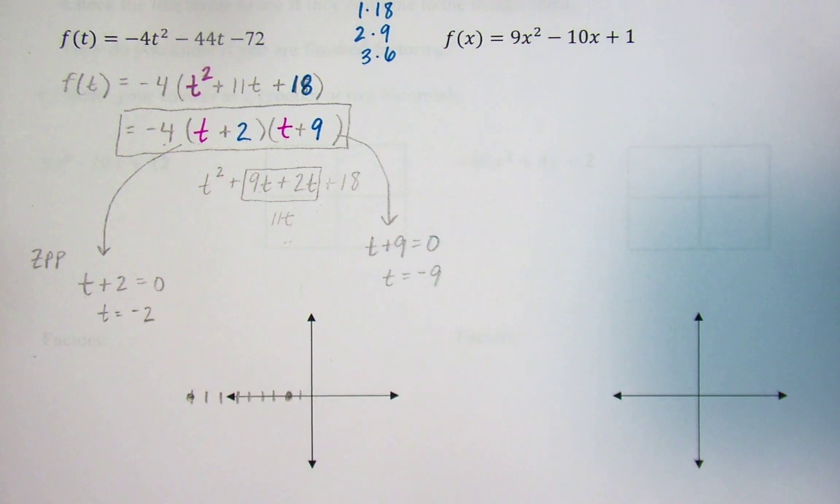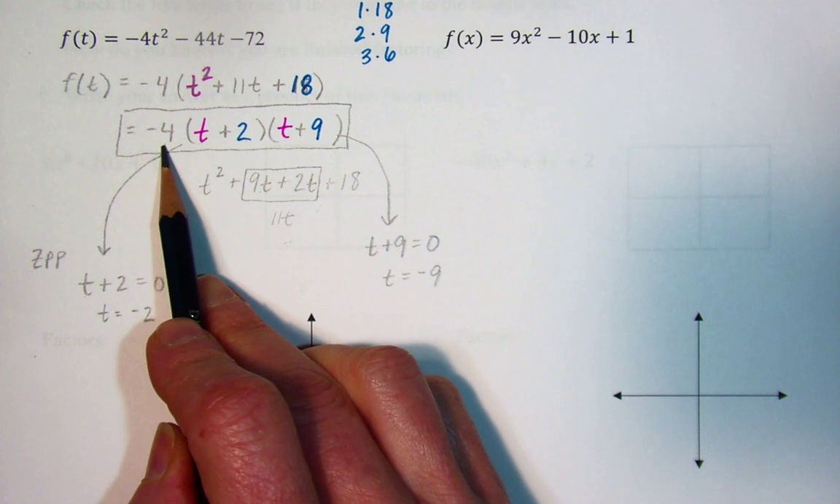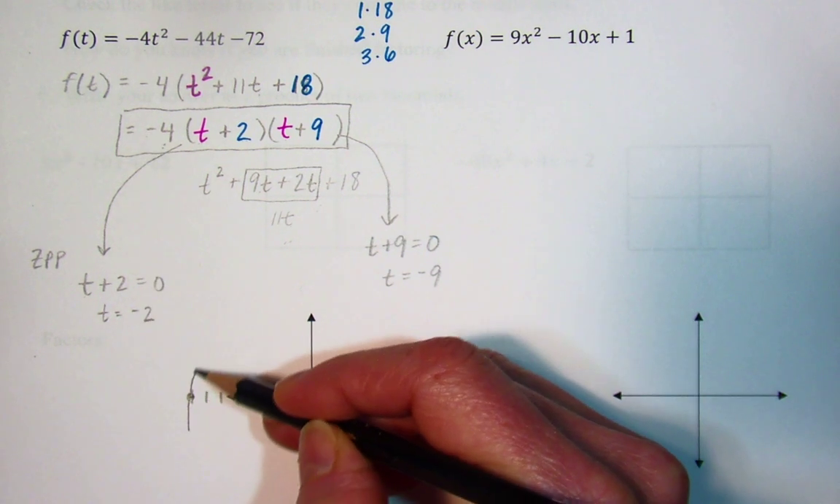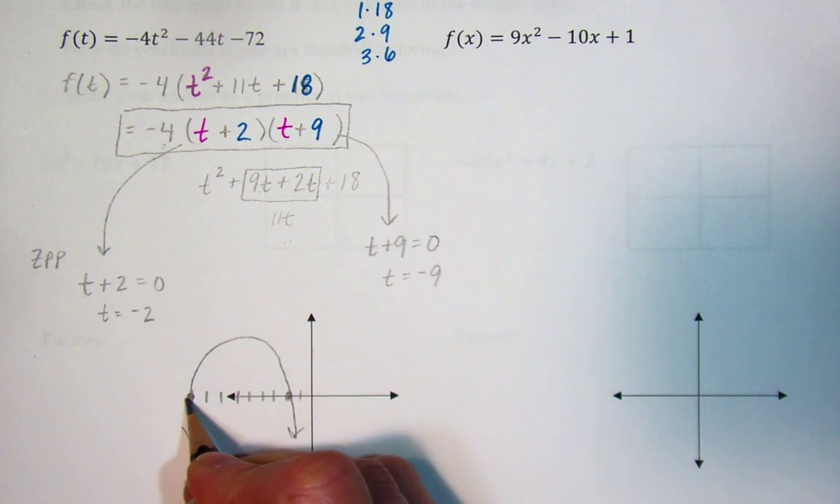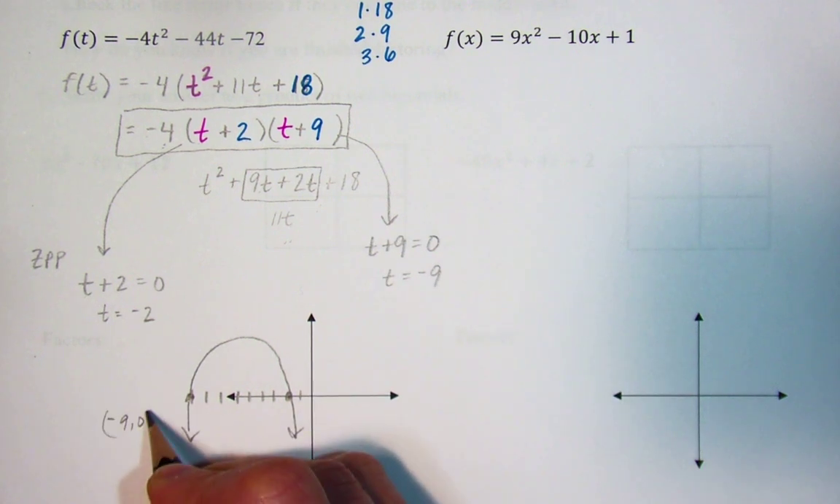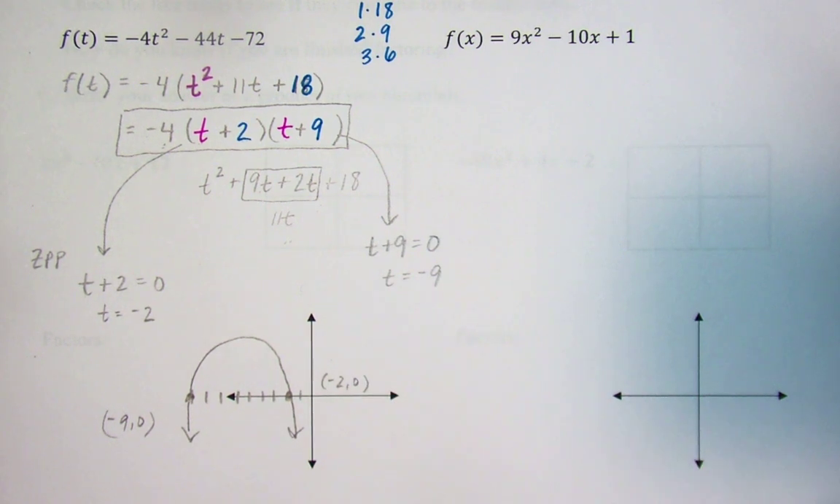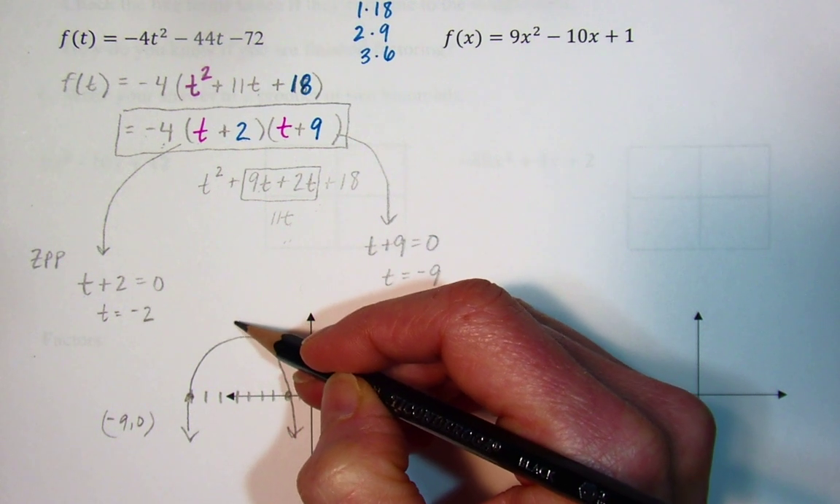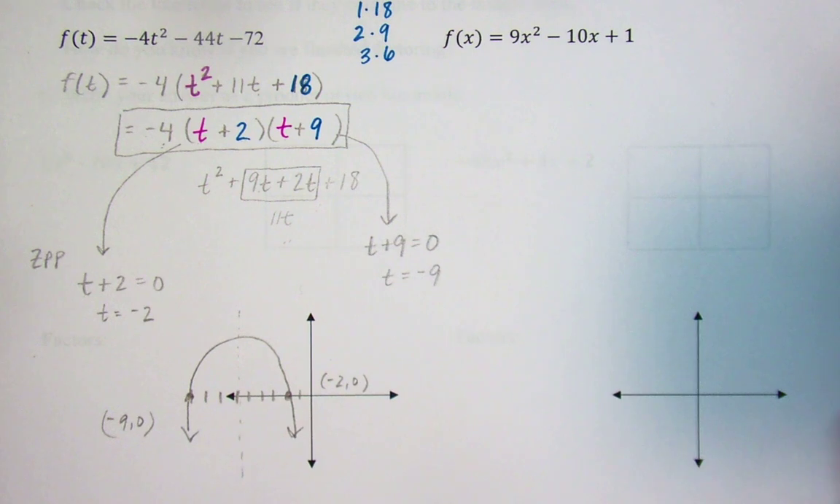And does this parabola open up or down? Looking at my leading coefficient, this coefficient is negative, therefore this parabola opens down with intercepts at -9, 0 and -2, 0. Just a preview of what would be coming up, we would be able to look halfway in between these x-intercepts and find the line of symmetry, but not today.